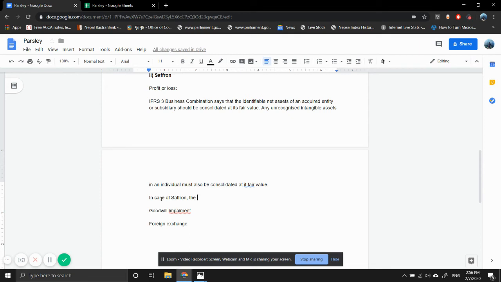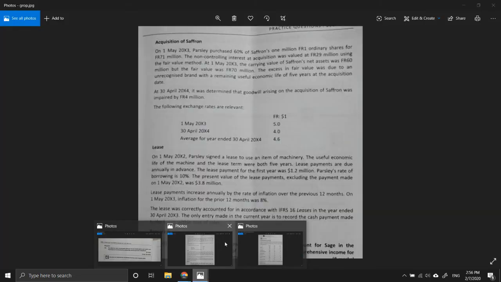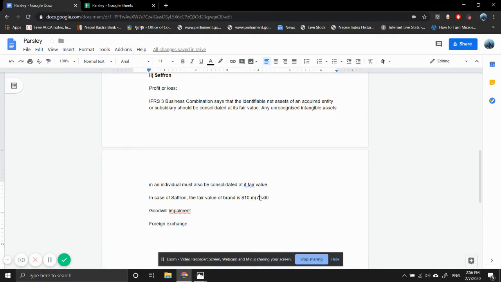The value of the brand, or fair value of the brand, is $10 million, which is basically 70 minus 60, right? Isn't it correct? 70 minus 60.